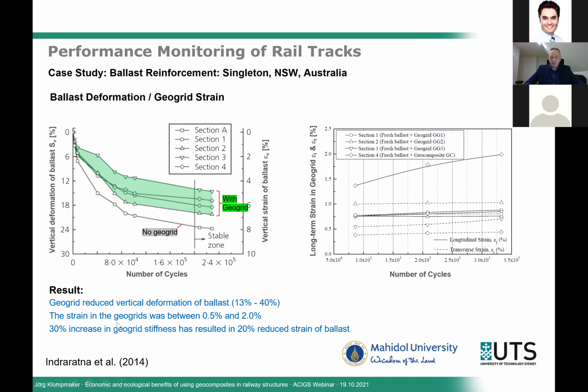The strains that were measured in the geogrid, which we see in the right graph, were between 0.5 and 2%. So they were all far away from a failure state, which of course is what we want when we are designing these structures. The serviceability limit state should be far away from a failure state, which was the case in this project.